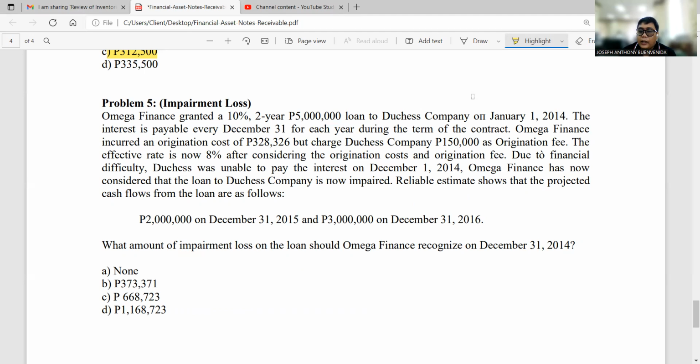So what is the question in problem 5? What amount of impairment loss on the loan should Omega Finance recognize on December 31, 2014? So how do we solve this? Using an effective interest amortization table, we first must know the carrying value on December 31, 2014. So we need to create the table.